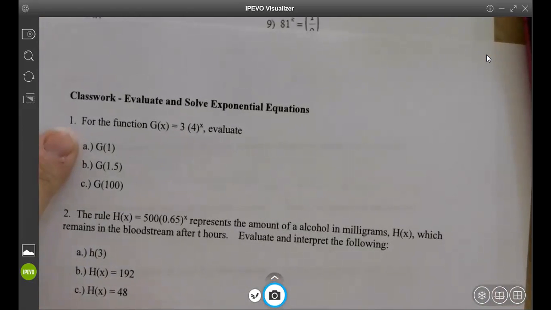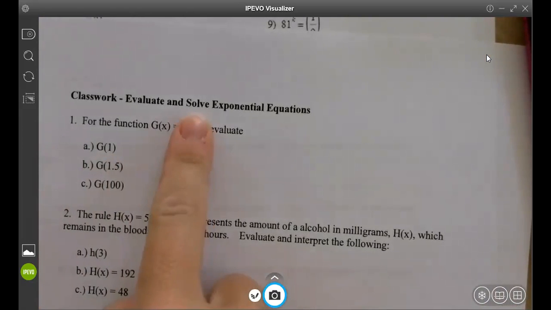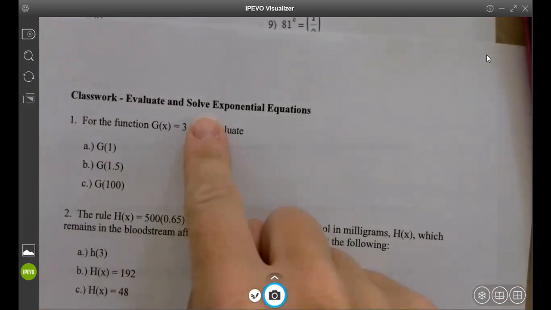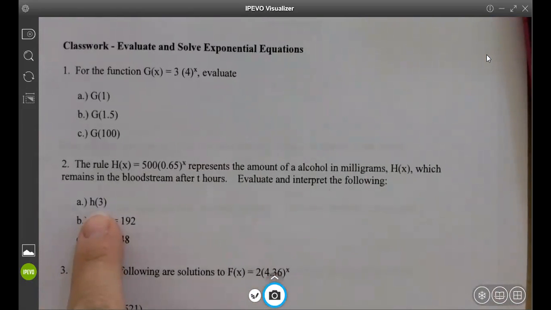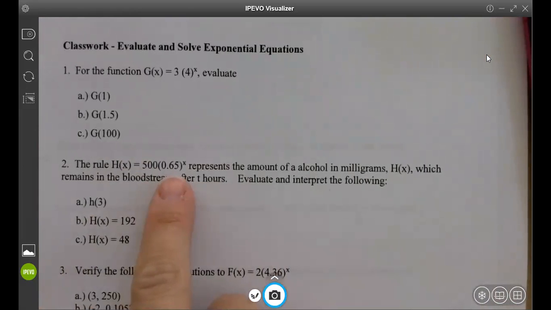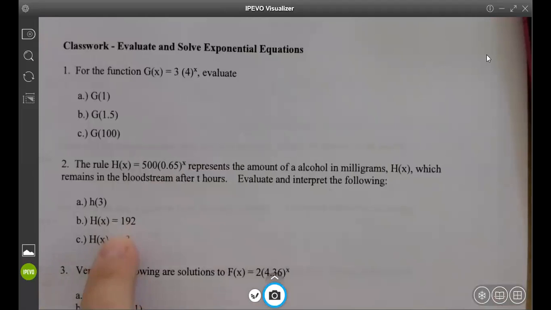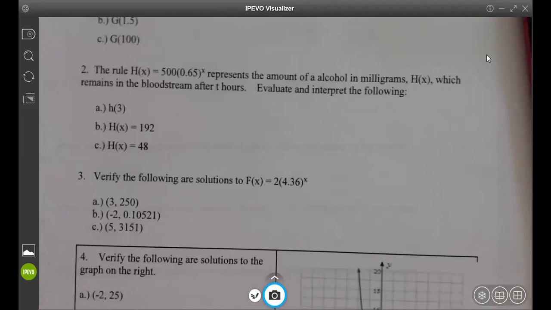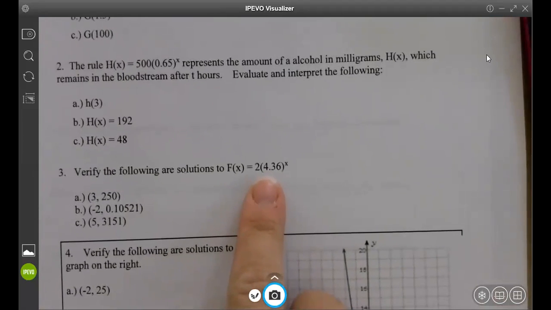So this is just like the first part where you're plugging 1 in for X. You'll plug in 1.5 in for X, and then you'll plug 100 in for X. Okay. This one, you'll plug in 3 for X in this one. Then you'll set it equal to 192, use Desmos, it'll be fine. And this one, set it equal to 48. So these are like the last 6 that we did on the front page.